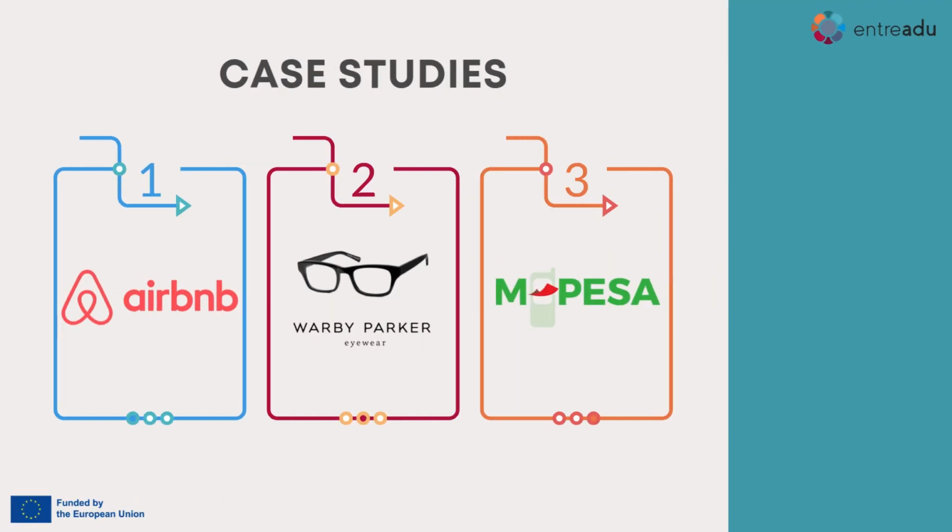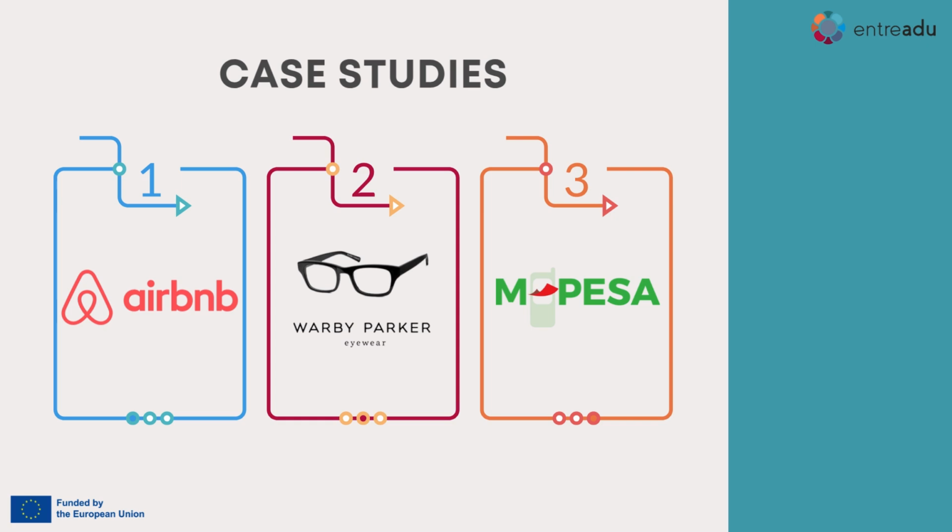Let's look at some real-world examples of creative problem-solving in business. The first case study is about Airbnb. When founders Brian Chesky and Joe Gebbia couldn't afford their rent, they turned their problem into an opportunity by renting air mattresses in their apartment to conference attendees when local hotels were fully booked. This creative solution to their personal problem evolved into a global business that revolutionized the hospitality industry.